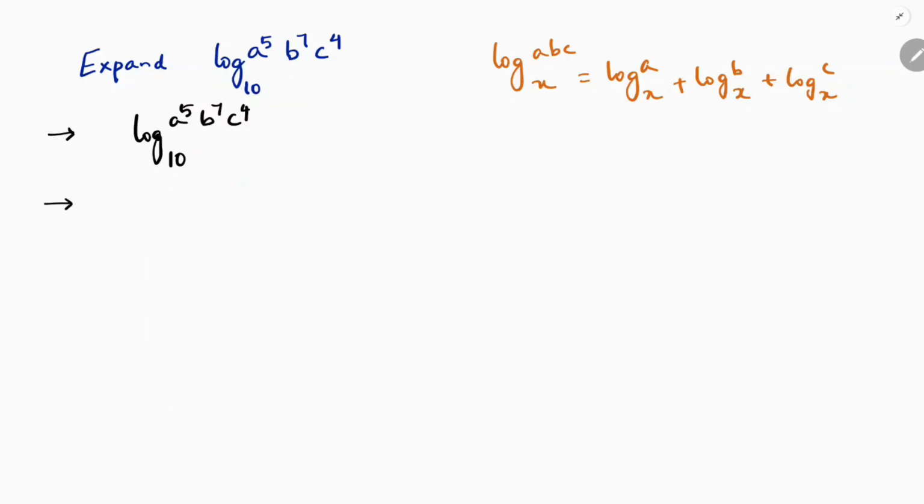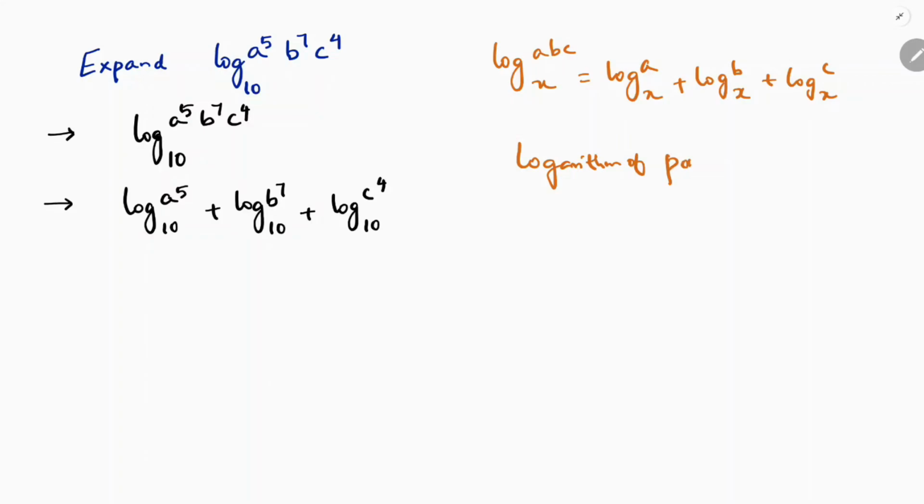So if I apply the formula, here I'll get log a power 5 to the base 10, log b power 7 to the base 10, plus log c power 4 to the base 10. Then I'll use the logarithm of a power. The logarithm of a power, that is log a power m to the base x, equals m log a to the base x. So here, in place of m, we have 5, 7, and 4.